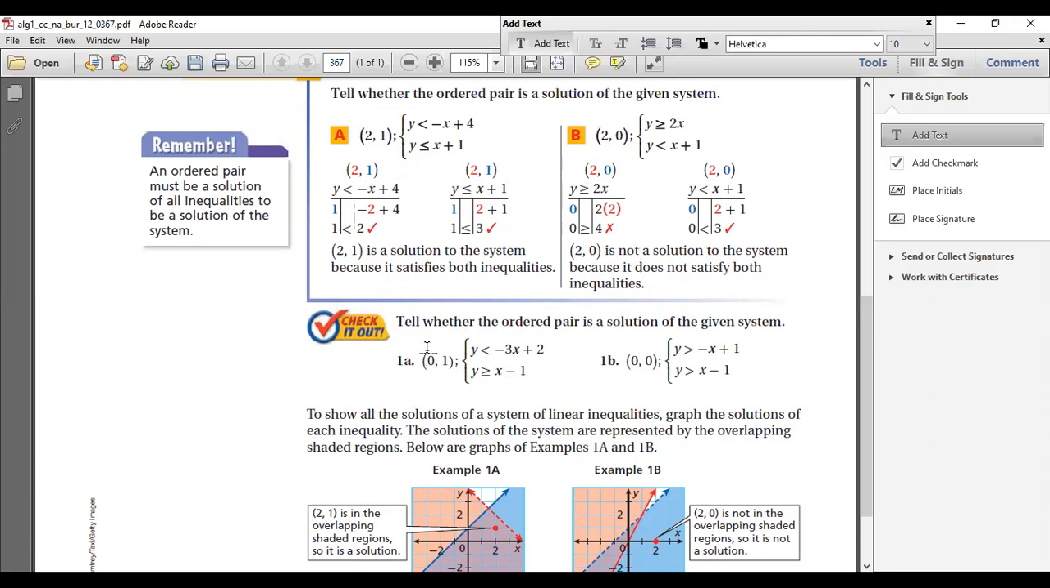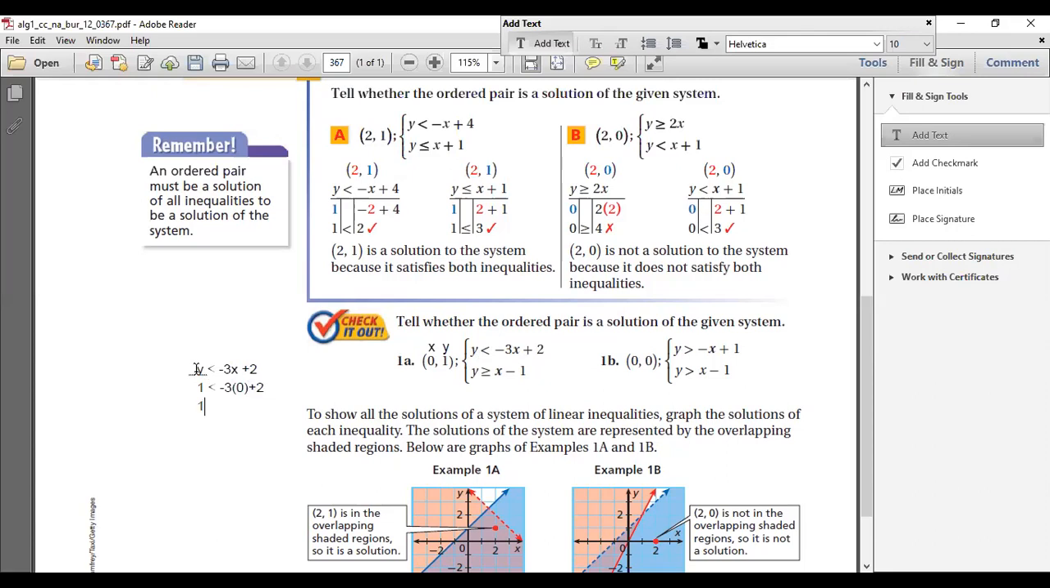That's (0, 1). So the value of x is 0 and the value of y is 1. All we are going to do is, in this inequality, we will put the values there. So I'm solving this for the first inequality, which is y is less than negative 3x plus 2. For this inequality, y, which is 1, is less than negative 3 multiplied by x, which is 0. So that's basically a 0 plus 2.